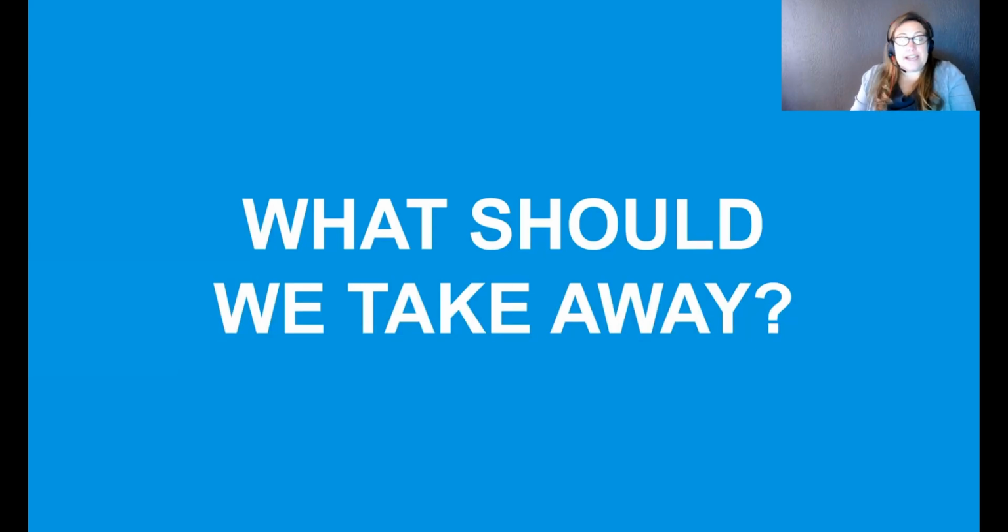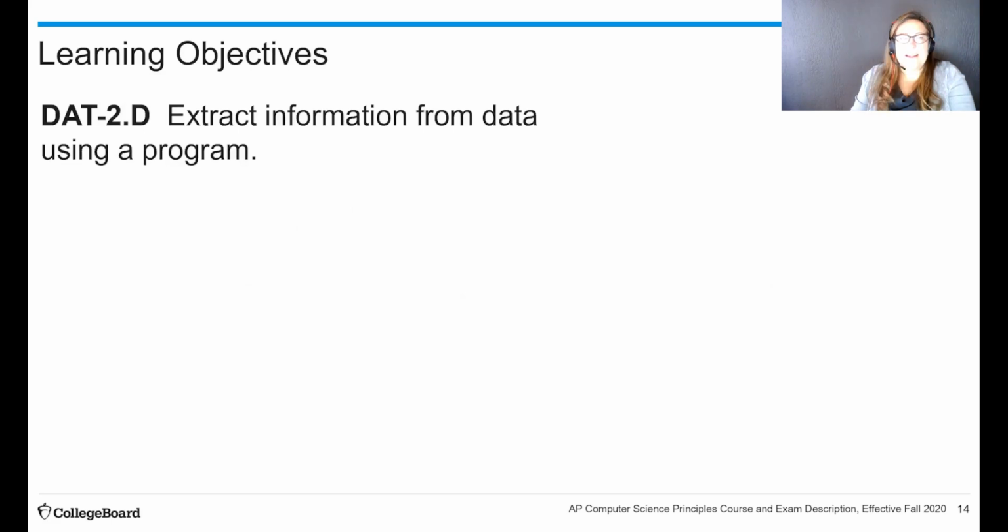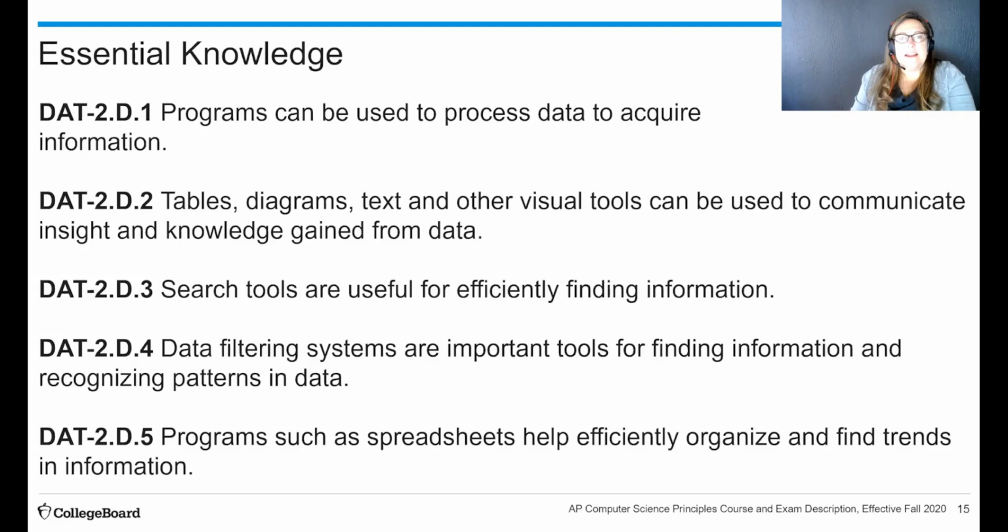So, what do I hope you're going to take away from this video? Well, we hope that you're able to extract information from data using a program. In order to do this, programs can be used to process data to acquire information. We also need to know that tables, diagrams, text, and other visual tools can be used to communicate our insight and knowledge gained from the data. We might use search tools because they're useful for finding information, and data filtering systems are tools for finding information and recognizing patterns in the data. Programs such as spreadsheets can help efficiently organize and find trends in the information.